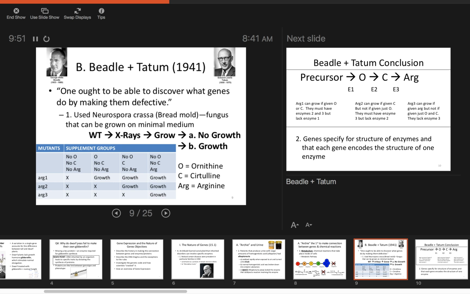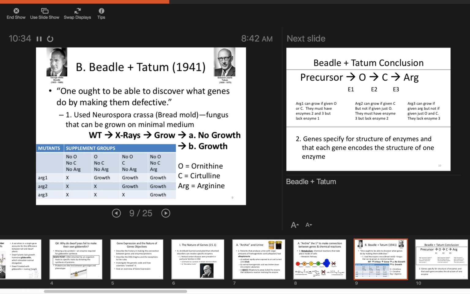This table simplifies their experiment. Here we have 3 different mutants, and they just called them ARG1, ARG2, ARG3. The reason for that is ARG is the abbreviation for arginine, which is an amino acid. With ARG1, they noticed that if you didn't give it any supplements or nutrients, it didn't grow. But if you gave it O, it grew. If you gave it C, again, these are just various nutrients, it grew. And ARG, it grew. With ARG2, no supplements, didn't grow. If you gave it O, it didn't grow. So, whoa, what's going on there? But then with C and ARG, it grew. With ARG3, it only grew when you gave it ARG.